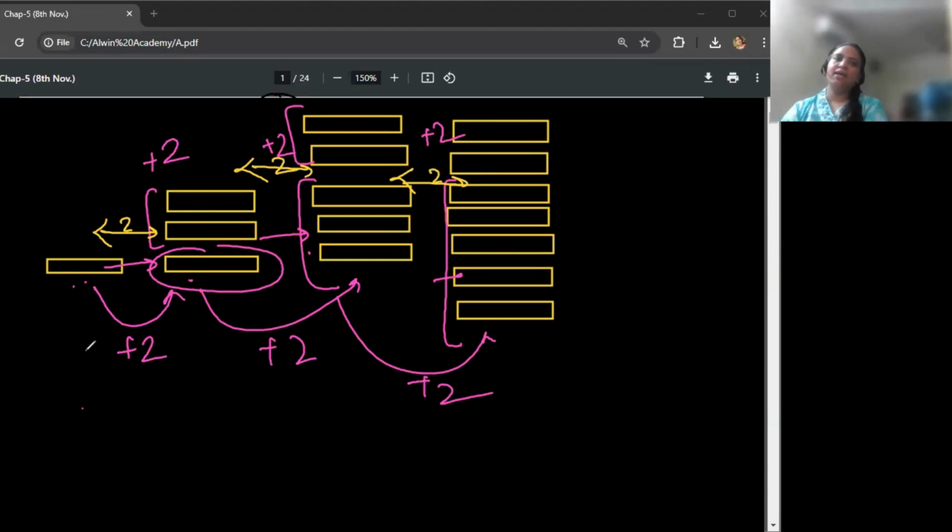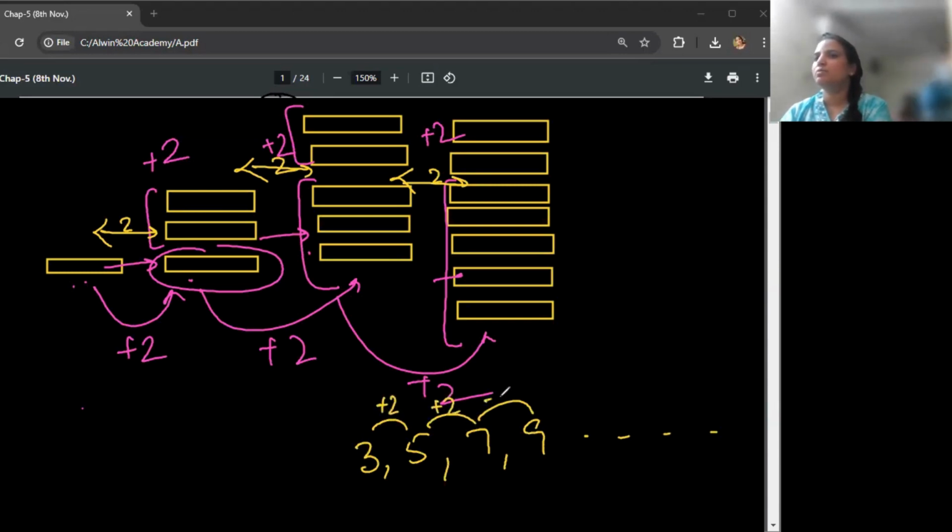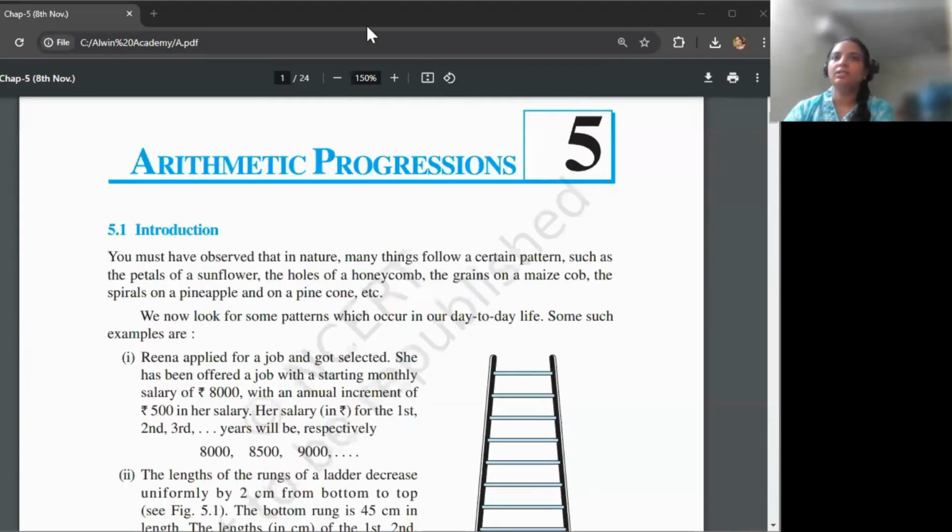Right? Whenever I ask you if this number 3, 5, 7, 9 is an AP or not, you'll check for the difference in their consecutive terms. This is plus 2, plus 2, plus 2. Yes, this is an AP. Understood or not, bache? Clear or not, everyone? Clear, no? Okay.